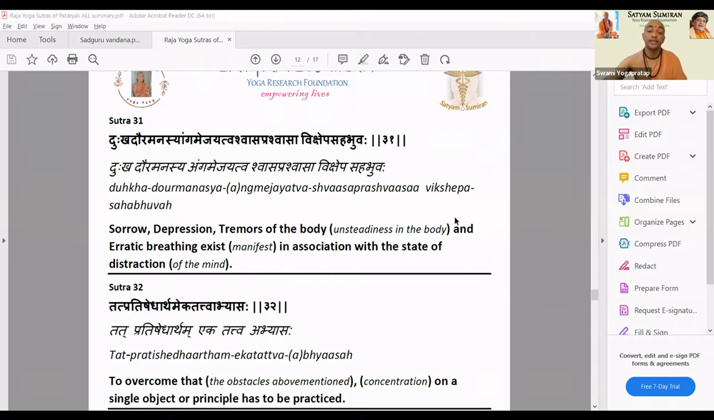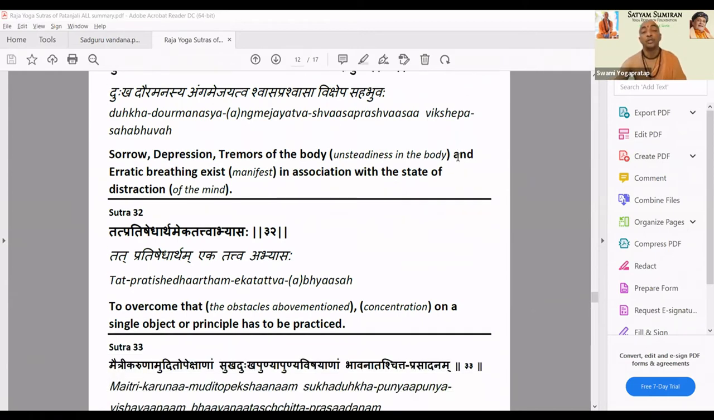So now that we understand that these are the obstacles, before this also he has said that tad japas tadartha bhavanam has to be done to overcome these also, to get the consciousness inward and overcome it also. Now that is being spoken about in greater detail. To overcome the obstacles, concentration on a single object or a principle has to be practiced. Earlier he said, tasya vachakaha pranavaha tad japas tadartha bhavanam. Focus only on Om. But now he says that you can pick up one thing and stick to that. Doesn't have to be only Om, because it might become too abstract for somebody. So pick up one thing, but stick to it. Then you will be able to overcome these problems.